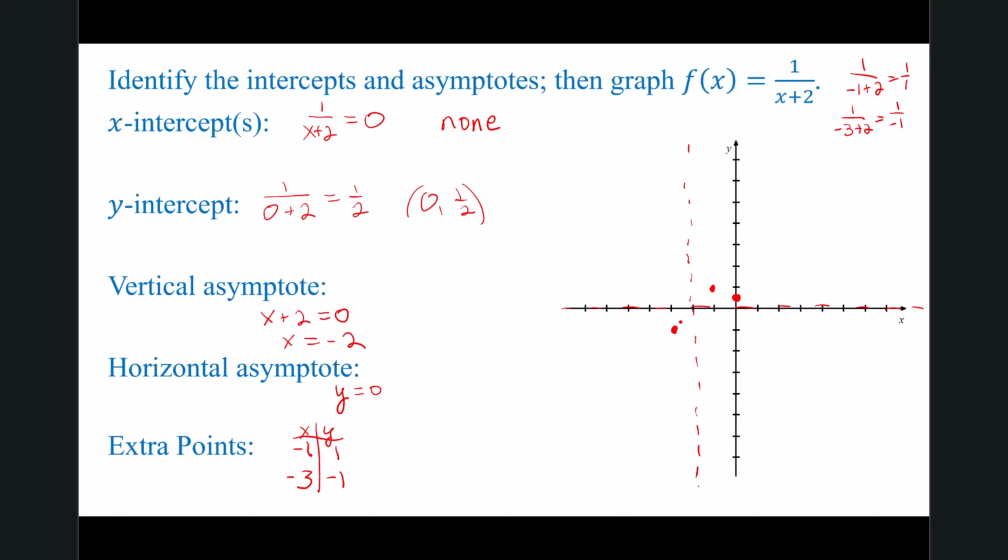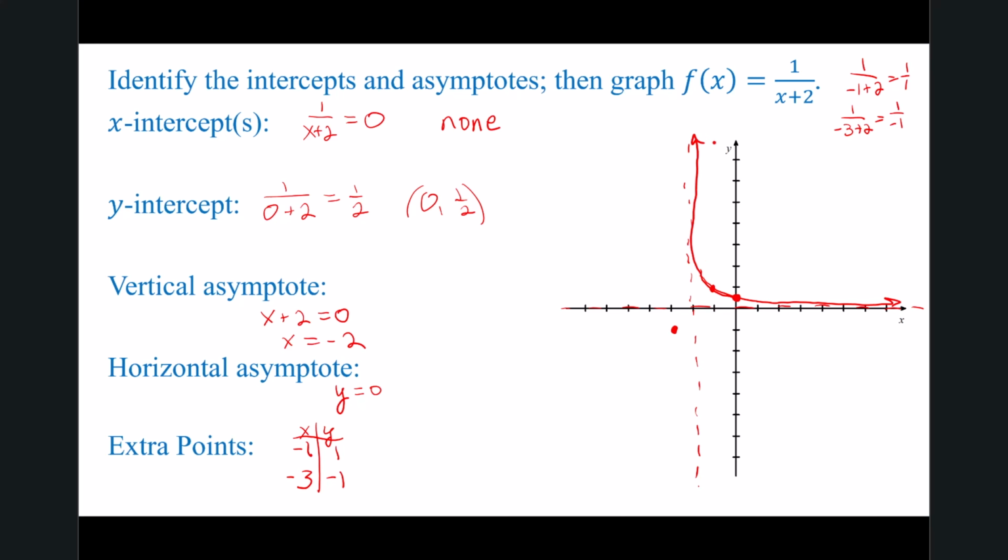Now we know we're not going to cross this horizontal asymptote because the horizontal asymptote is the x-axis and there are no x-intercepts. So we know we're not going to cross the horizontal asymptote. Because there's no vertical asymptote in between these 2 points, they are going to connect. And then we're going to start getting closer to the asymptotes.